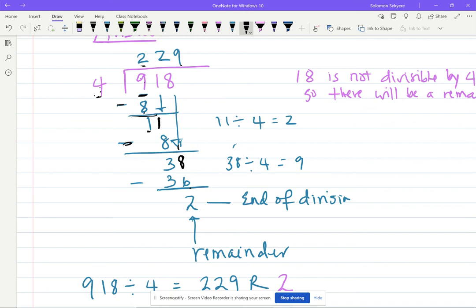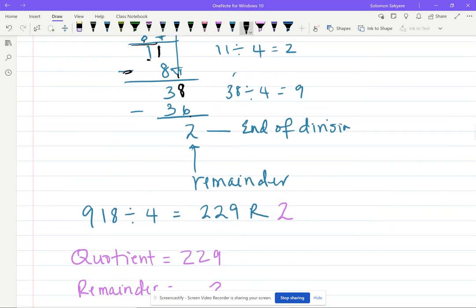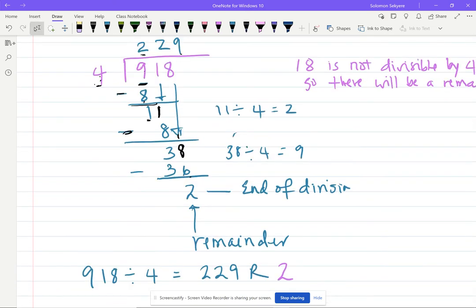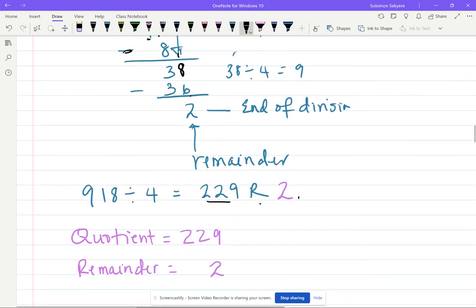Okay. 2 is not big enough to divide. And there are no more numbers up here to bring down. So this is the end of the division. We are done. So what do we say? 918 divided by 4 is 229, remainder 2. That's what we say. The quotient is 229. Remainder is 2.